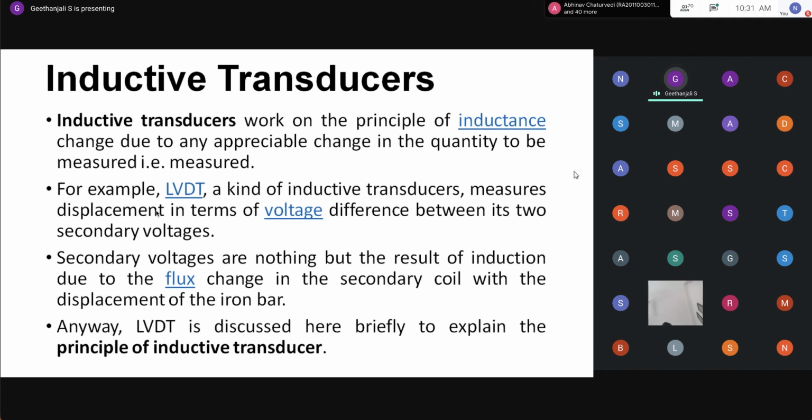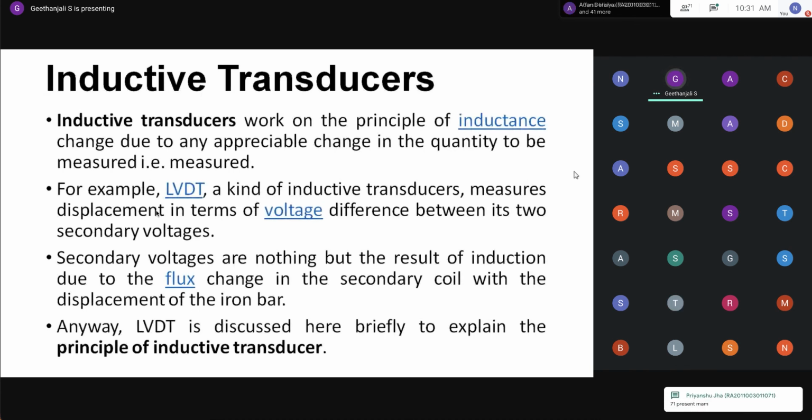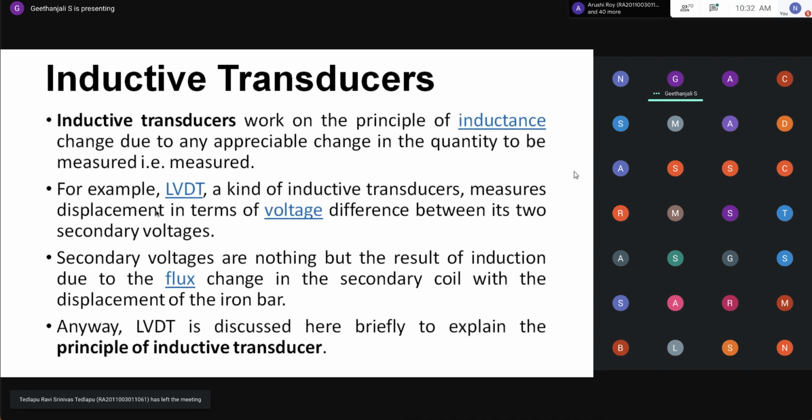The secondary voltages are the result of induction due to the flux change in the secondary coil with the displacement of the iron bar. How we obtain this displacement is by the change in position of the iron bar. There will be the iron bar. Because of the inductive property, there will be a displacement in the position of the iron bar. The displacement of this iron bar is converted into the voltage, which is the difference between two secondary voltages. So mainly the LVDT is used to convert the displacement to the voltage.